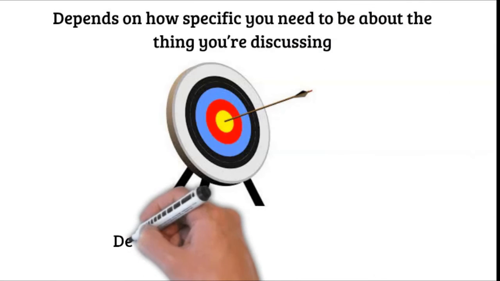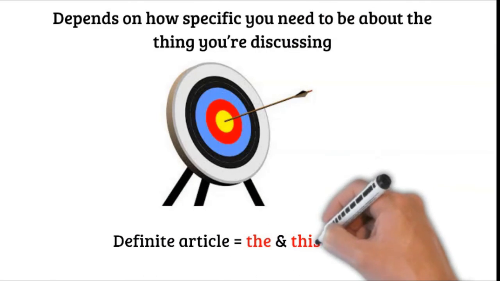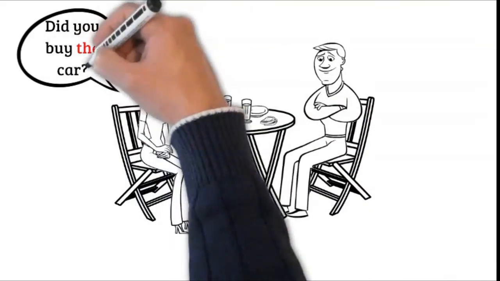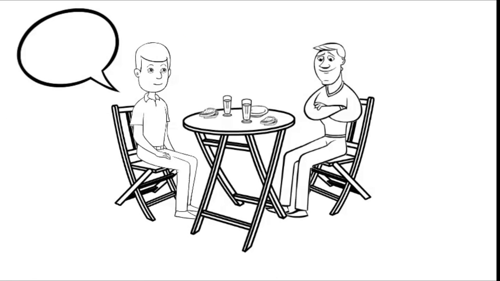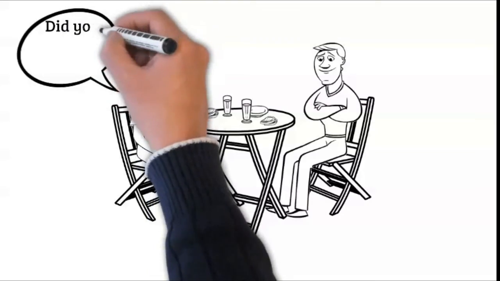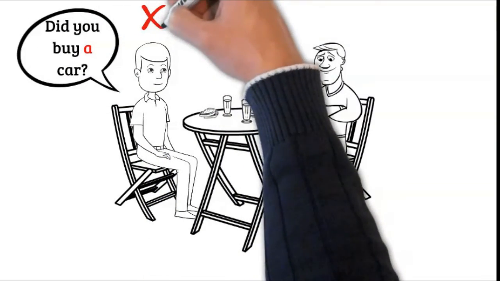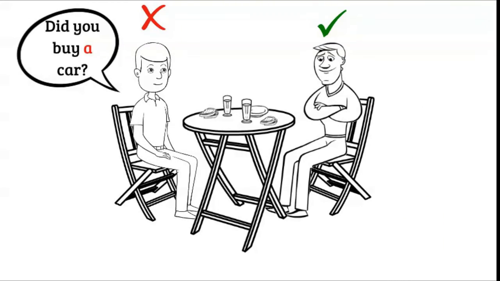A definite article describes one specific noun, like the and this. For example, did you buy the car? Here, you are questioning about a car that is well known to both speaker and listener. Now, swap in an indefinite article. Did you buy a car? Here, the car is new to the speaker. He doesn't know about the new car that had been bought recently.